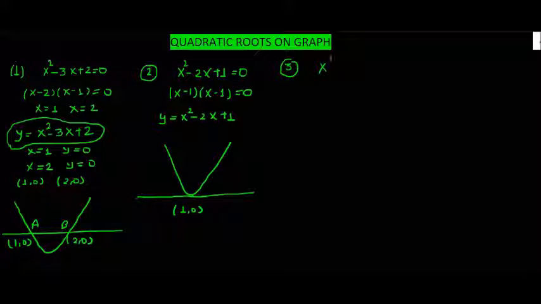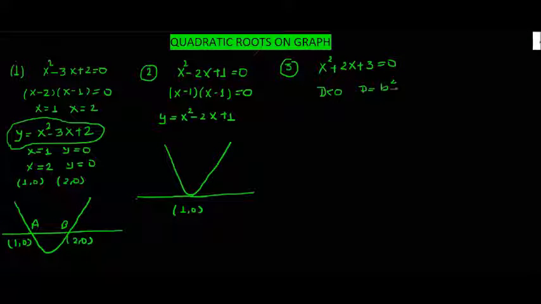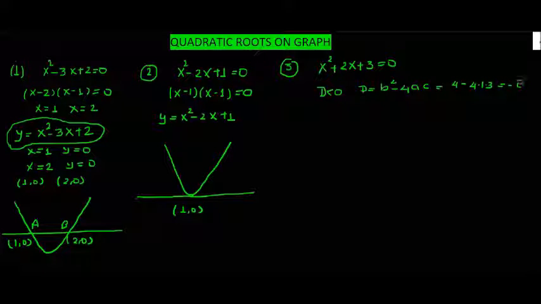If we take the another and last example, x² + 2x + 3 = 0. Then as we know, the roots of this equation are imaginary because the D is negative. What is the D? D is the discriminant. Discriminant is b² - 4ac, and it is 4 - 4 times 1 into 3. What is this? 4 minus 12, it is minus 8. As we know, if discriminant is negative, roots are imaginary.